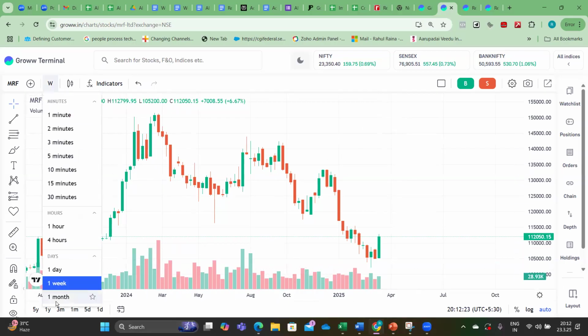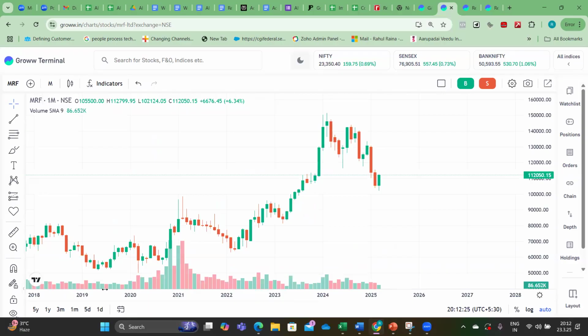It can also represent 1 month. Okay, so this gives you the flexibility to understand and dissect the information from 1 minute to 1 month. So you can see the information from different lenses and then take your trading decisions.